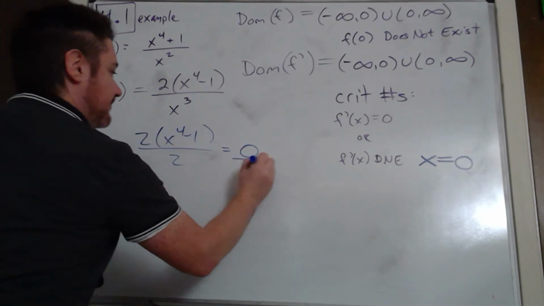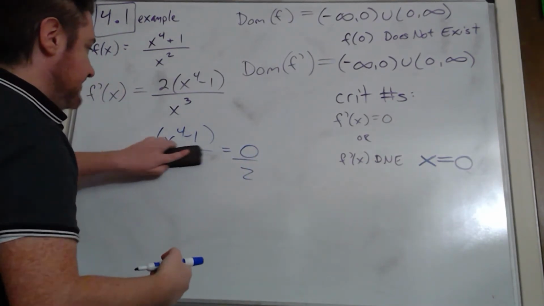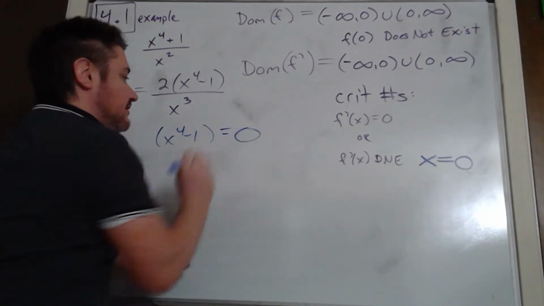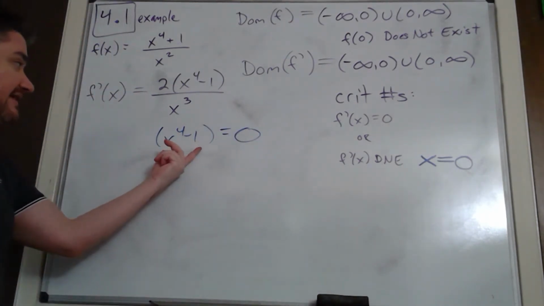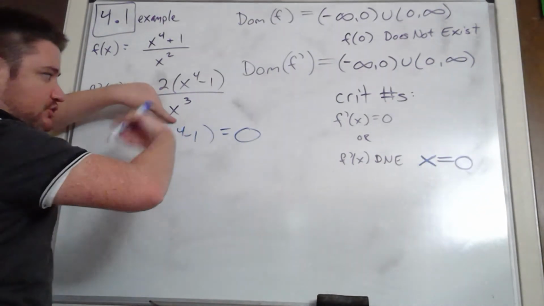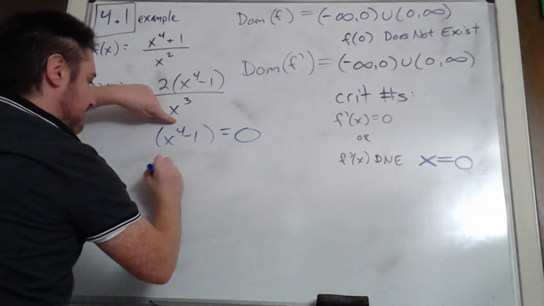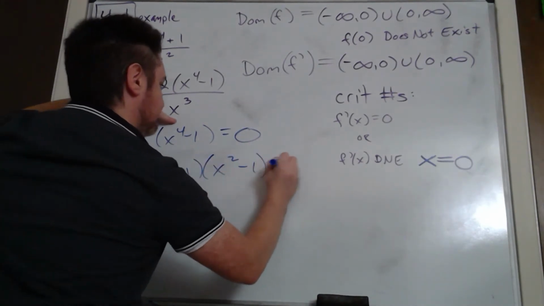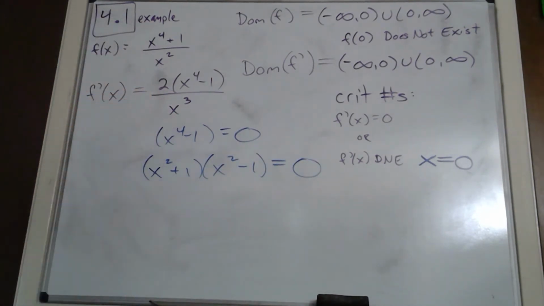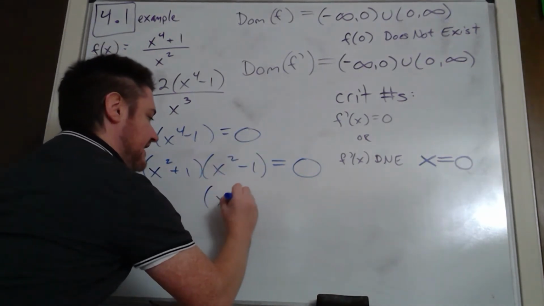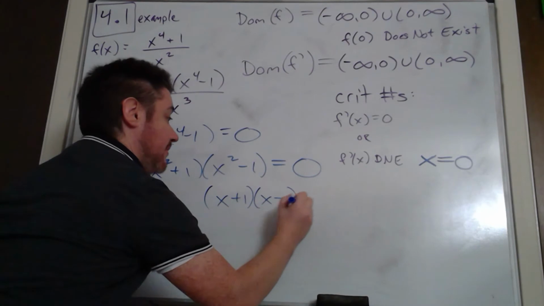Same business, I can divide by 2. So these 2's cancel, and 0 over 2 is still equal to 0, right? So I've kind of just cleaned this up. So I'm just looking at that. This is really a difference of perfect squares, because x to the 4th is x squared squared. So I can factor this into conjugates. All right. And now this became another difference of perfect squares. X squared minus 1 is x plus 1, x minus 1.